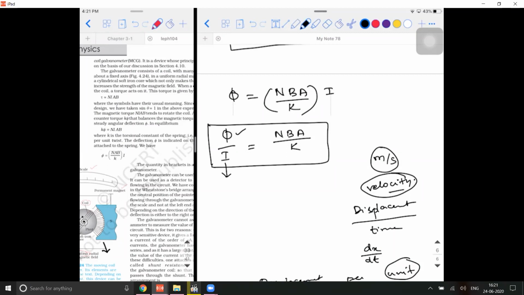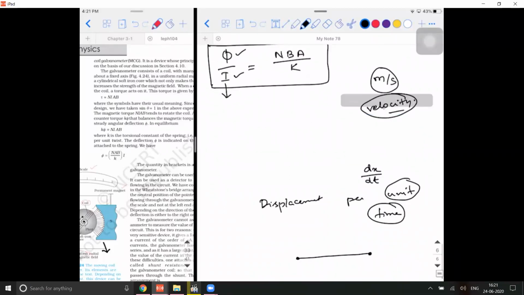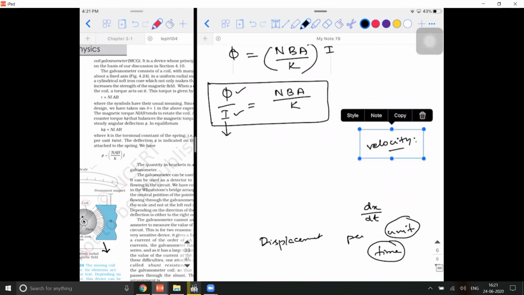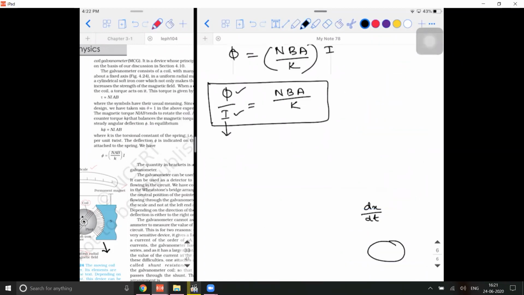Deflections of the pointer. I is the current. Right. So this phi by I has something to tell us. What is it? It tells us how much deflection I am able to create when I pass unit current through it. Can I say it like this?